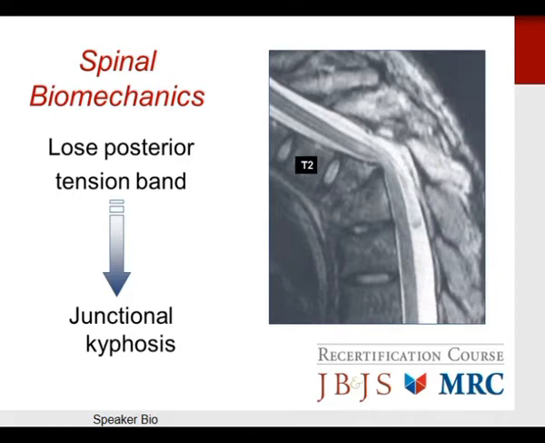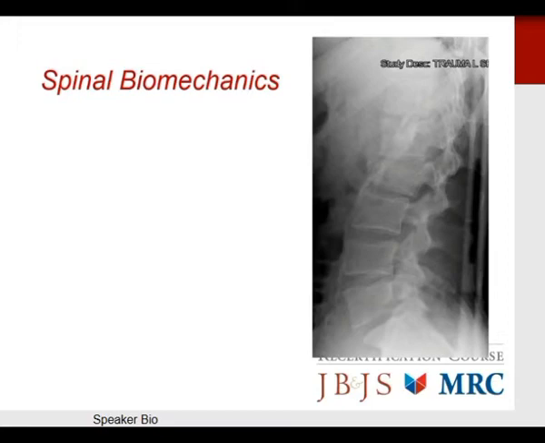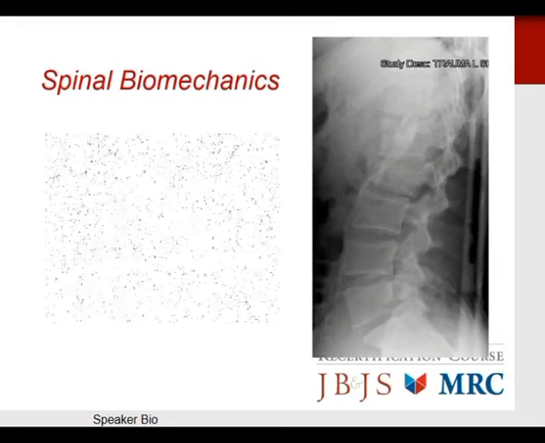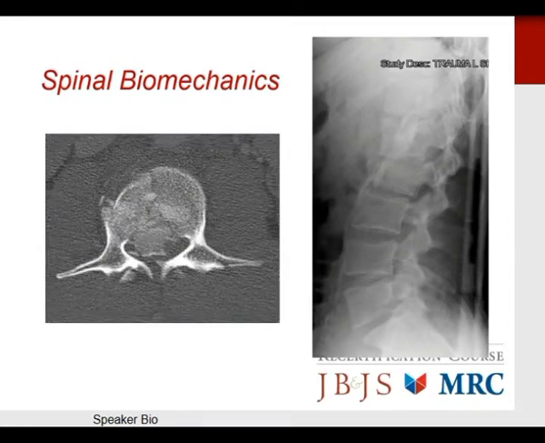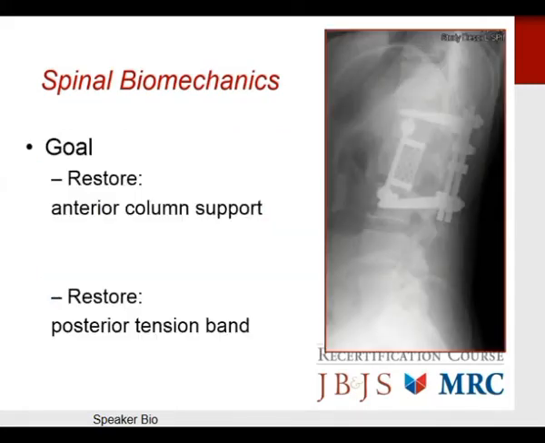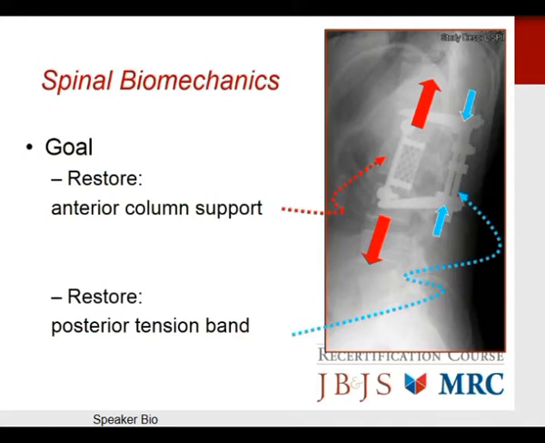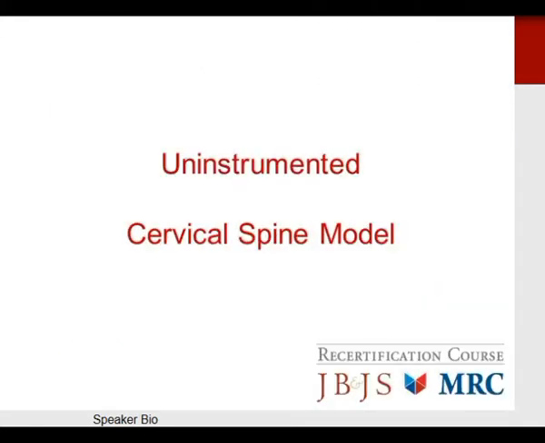In this illustration here, we have a patient who has a burst fracture who's lost anterior column support as well as the posterior ligamentous complex. As a result, the reconstruction involves restoring the anterior column and pedicle screw and rod fixation to restore the posterior tension band. Let's also look at the uninstrumented cervical spine.